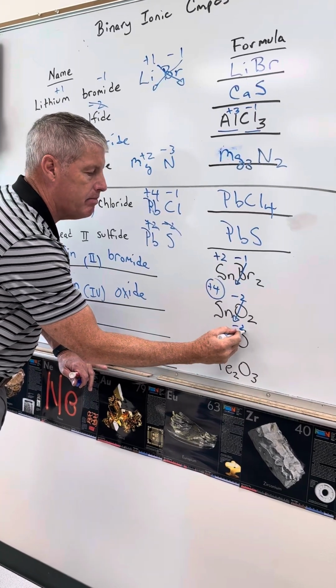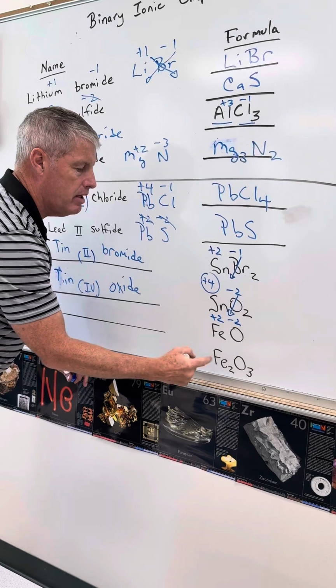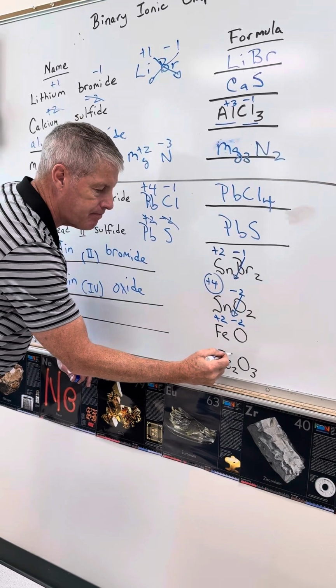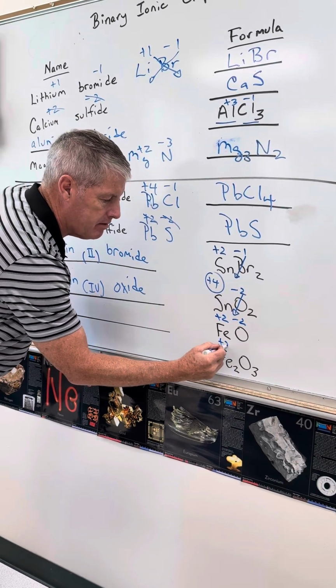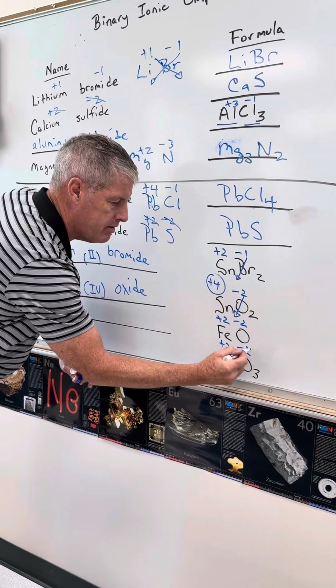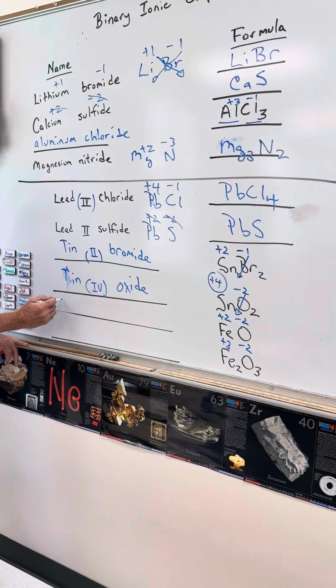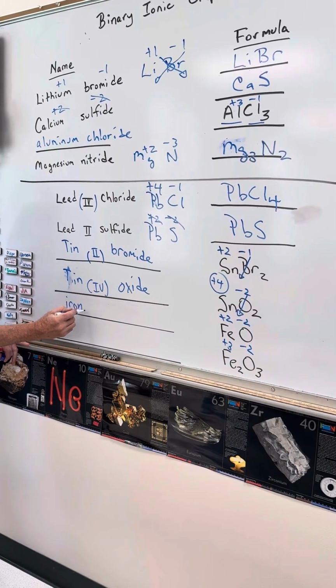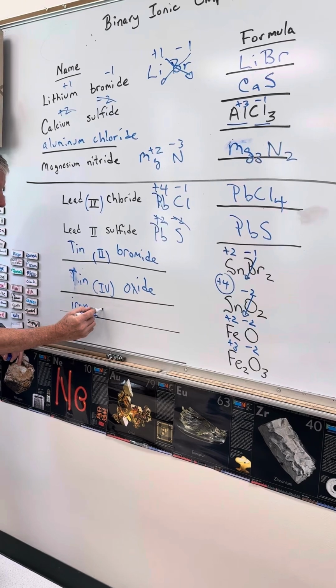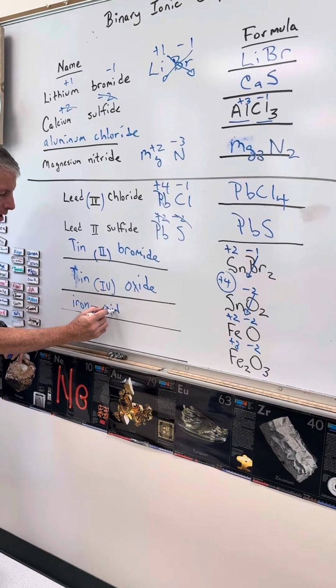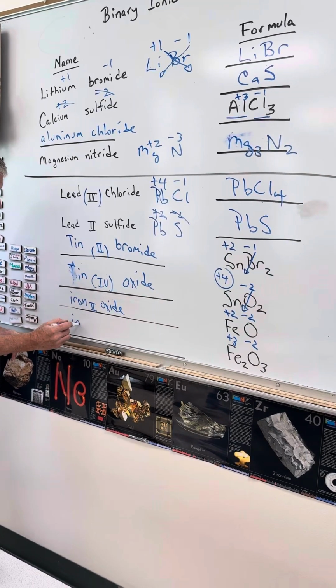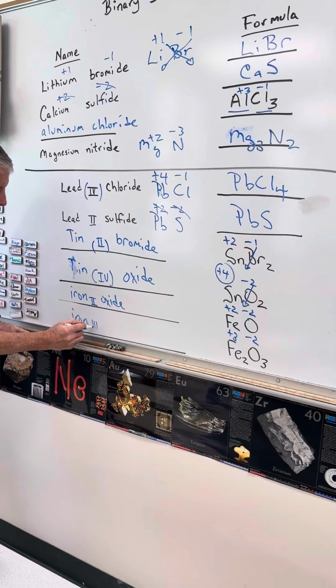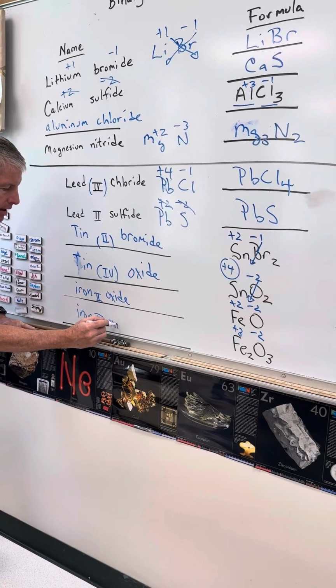The next one, we have FeO and Fe2O3. In this case, -2 and +2. And in this case, +3 came down and -2 came down. So the first one is going to be iron(II) oxide. And the next one is going to be iron(III) oxide.